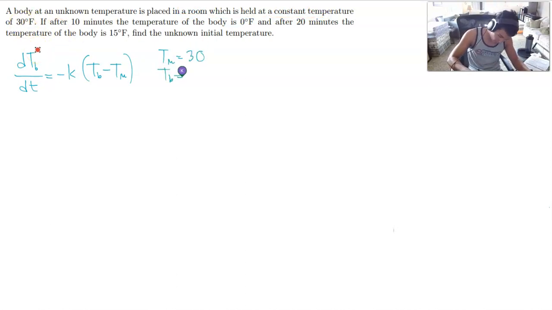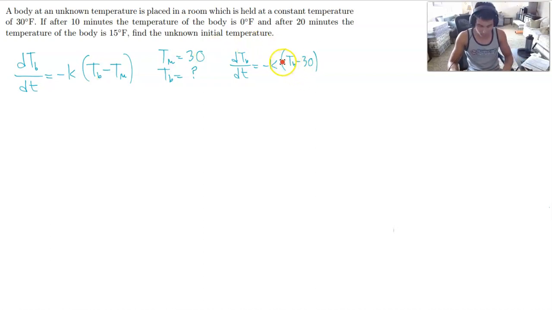T_B, well, that we don't know, right? So we just leave it as an unknown. So we can rewrite our dT_B/dt equation right here and insert 30 into here. So dT_B/dt is equal to negative k (T_B minus 30). We also don't know what k is, right?